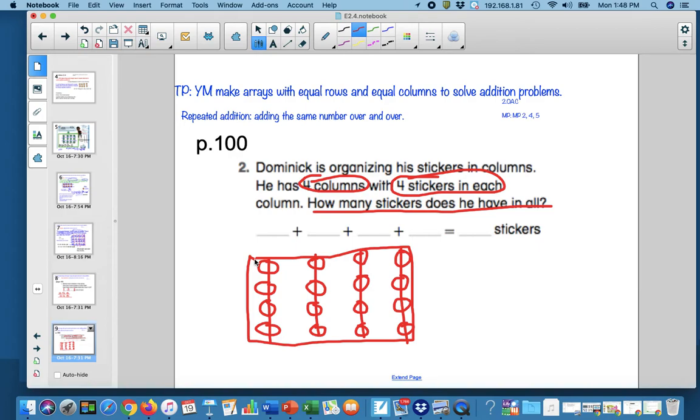Now, how can we write a repeated addition fact for this, or equation? 4 plus 4 plus 4 plus 4. And I know 4 plus 4 is 8. And another 4 plus 4 is 8. And then 8 plus 8 equals 16 stickers.